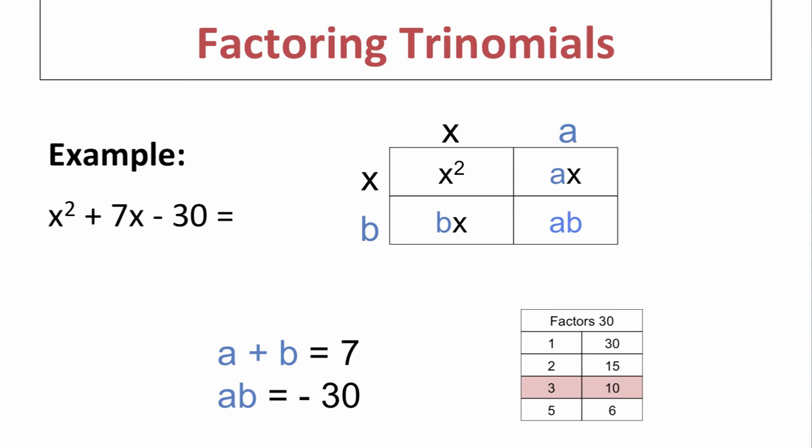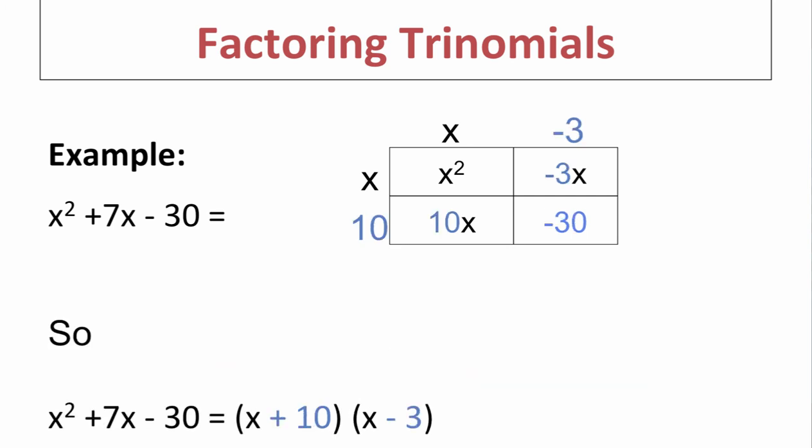So I look at all the combinations, and the only two that can add together to give me 7 are 3 and 10. But I need to make one of those negative so that I get a negative 30 when I multiply and add together to give me 7. So the negative has to go with the 3, so I can do negative 3 and positive 10 to add together to give me 7 and multiply together to give me negative 30. So my factored form of this original problem, x squared plus 7x minus 30, would be based on these two numbers, 3 and 10, and it would be (x + 10) and (x - 3).